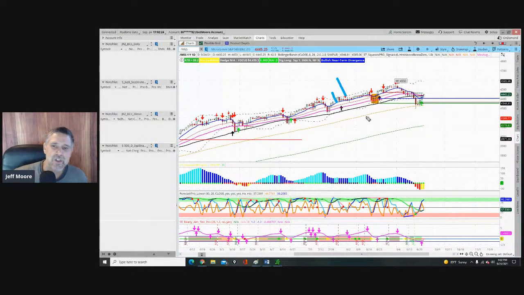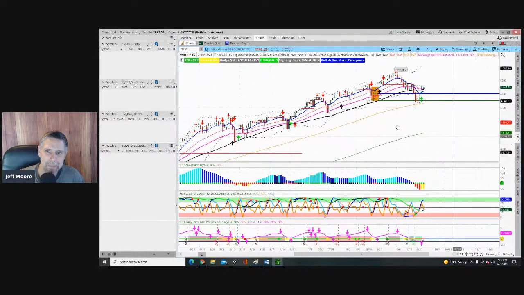The red is the 21 exponential moving average. The pink is the 34 exponential moving average. The black is the 50 simple moving average. The orange is the 100 simple moving average. And the green is the 200 simple moving average. These dotted lines are the Bollinger Bands. So that's what we got upstairs.